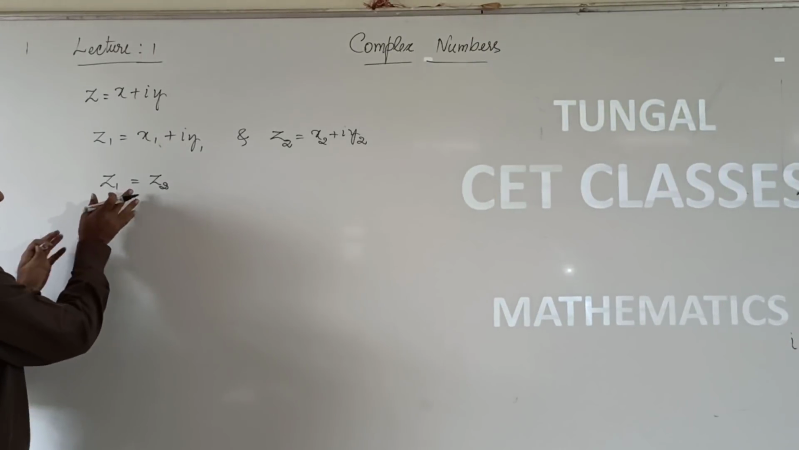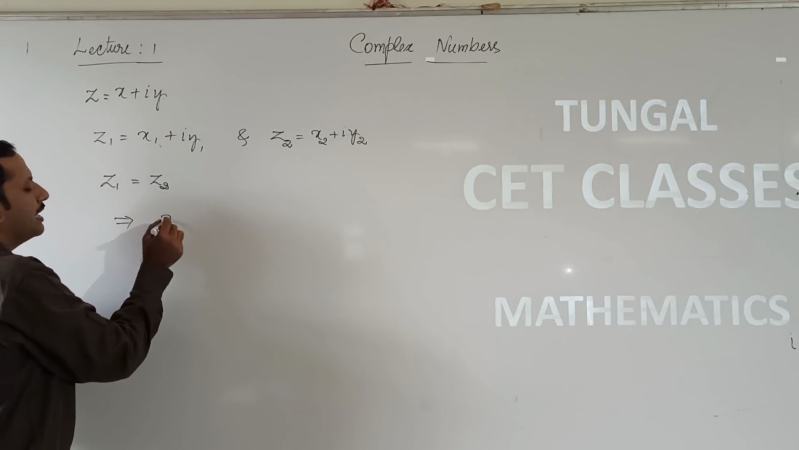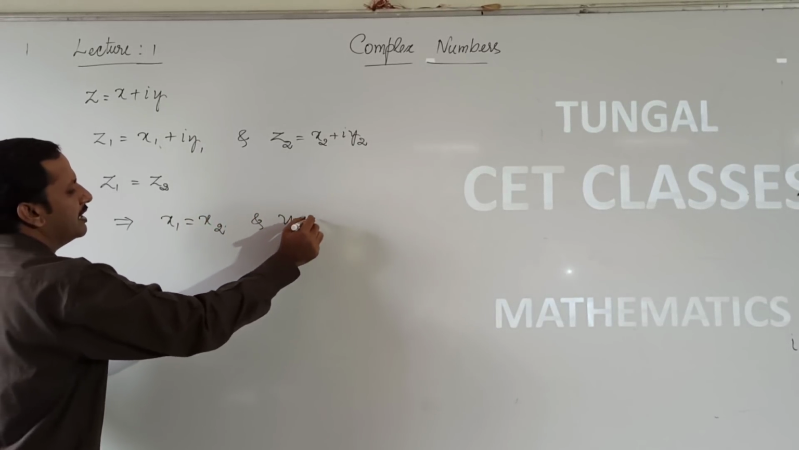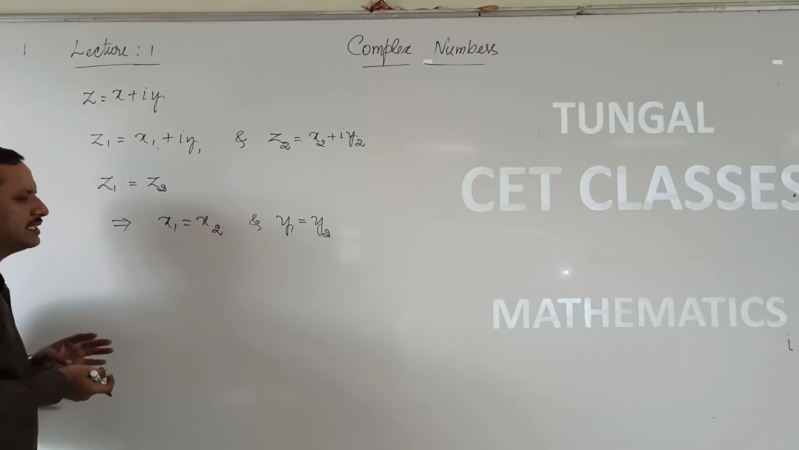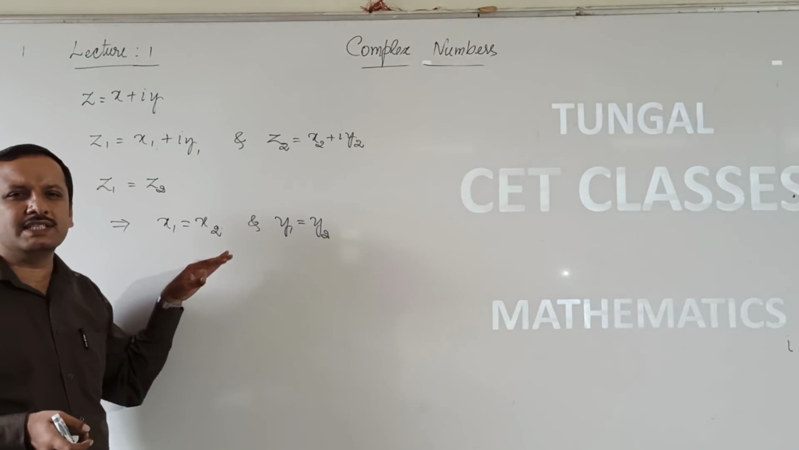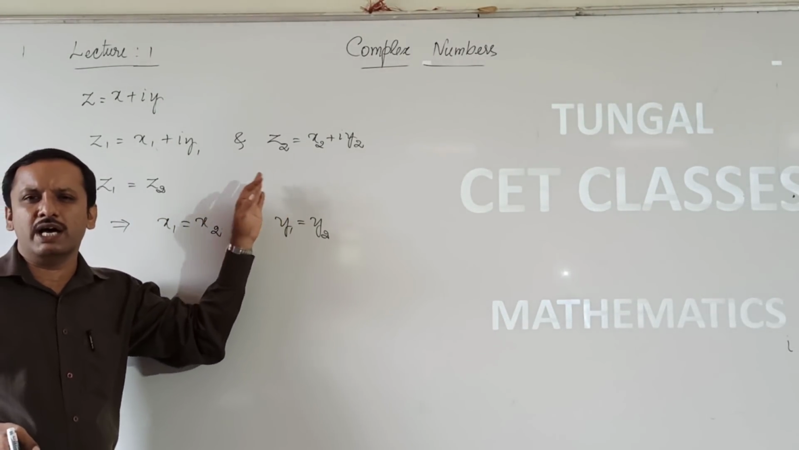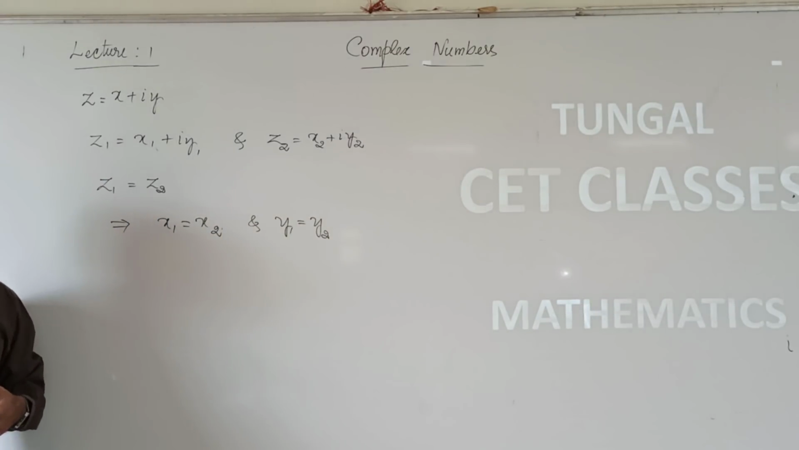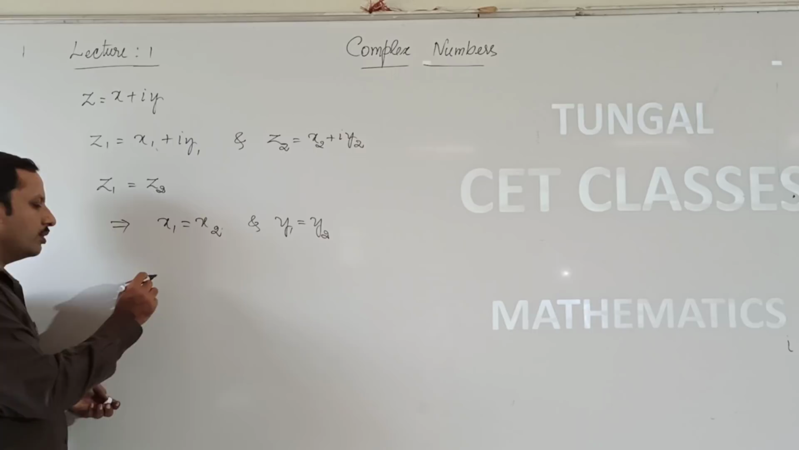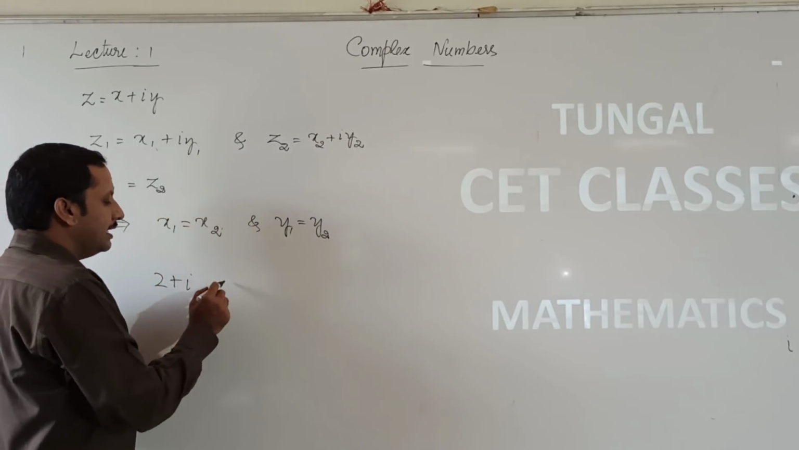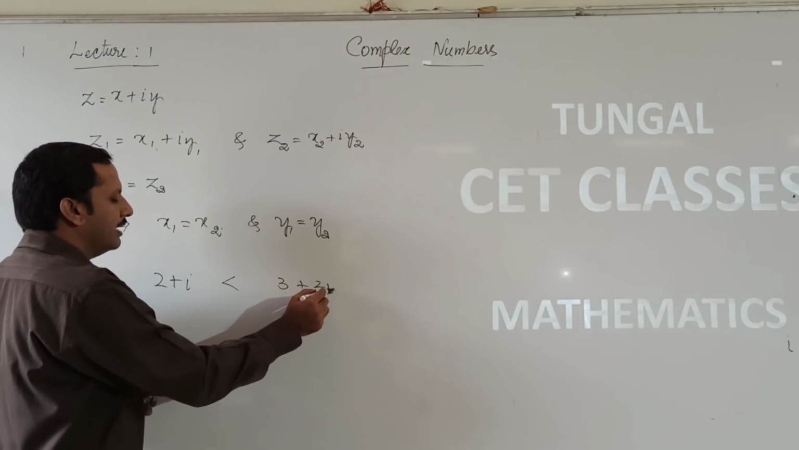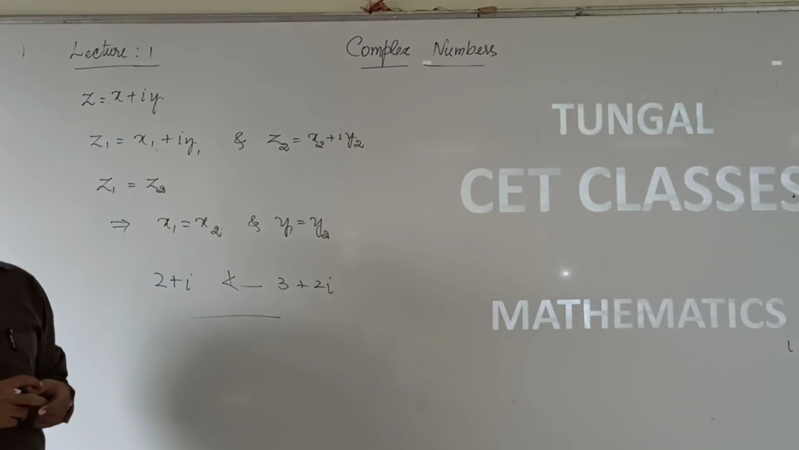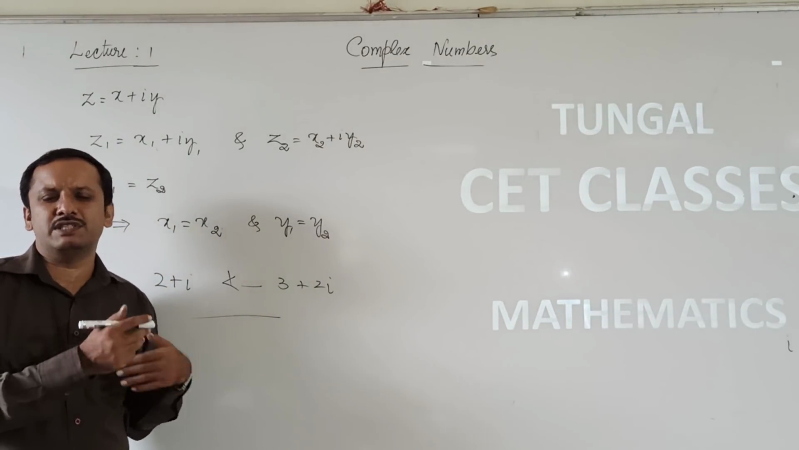In other words, z1 is equal to z2, we imply that x1 is equal to x2 and y1 is equal to y2. If this happens, then only we can say that two complex numbers are equal. Then inequality in case of complex numbers does not arise. You cannot say 2 plus i is less than 3 plus 2i. This is wrong. You cannot compare two complex numbers. You cannot say which complex number is lesser, which is greater.